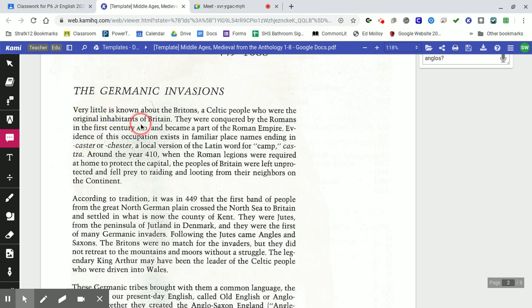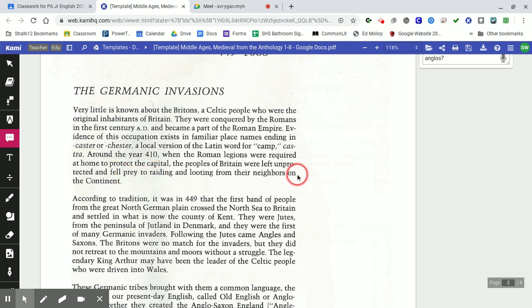Very little is known about the Britons, a Celtic people who were the original inhabitants of Britain. They were conquered by the Romans in the 1st century AD and became a part of the Roman Empire. Evidence of this occupation exists in familiar place names ending in Castor or Chester, a local version of the Latin word for camp, castra. Around the year 410, when the Roman legions were required at home to protect the capital, the peoples of Britain were left unprotected and fell prey to raiding and looting from their neighbors on the continent.